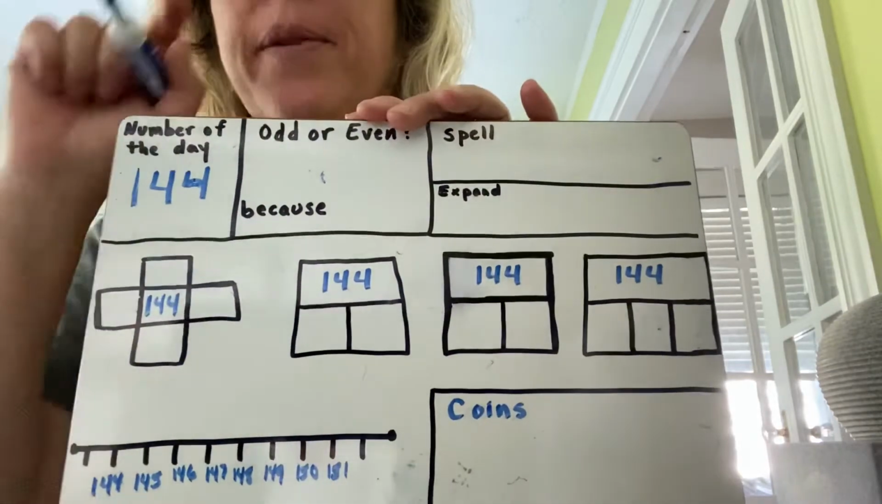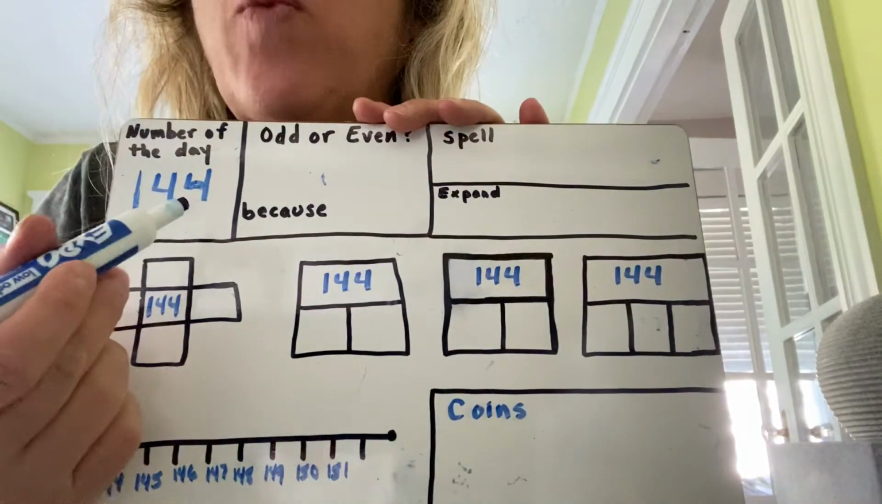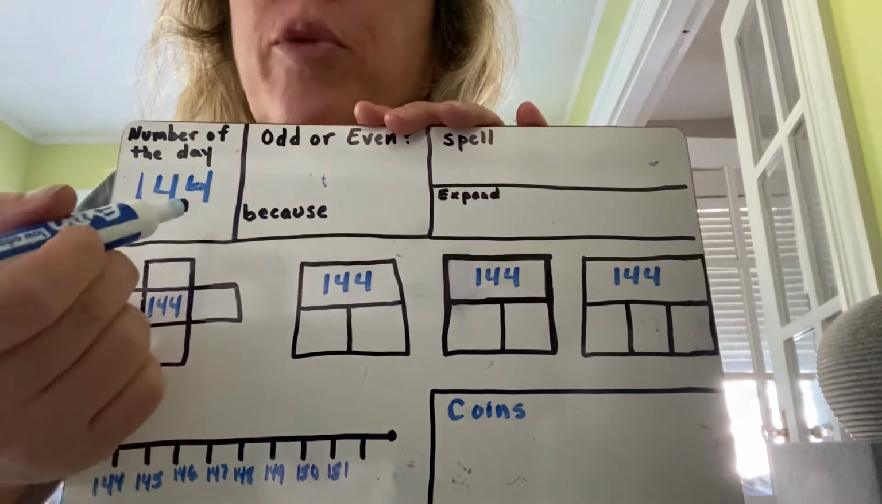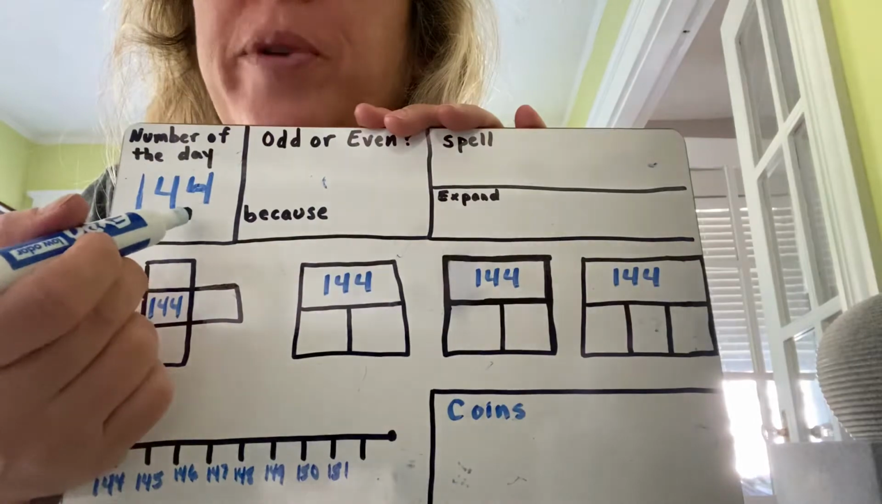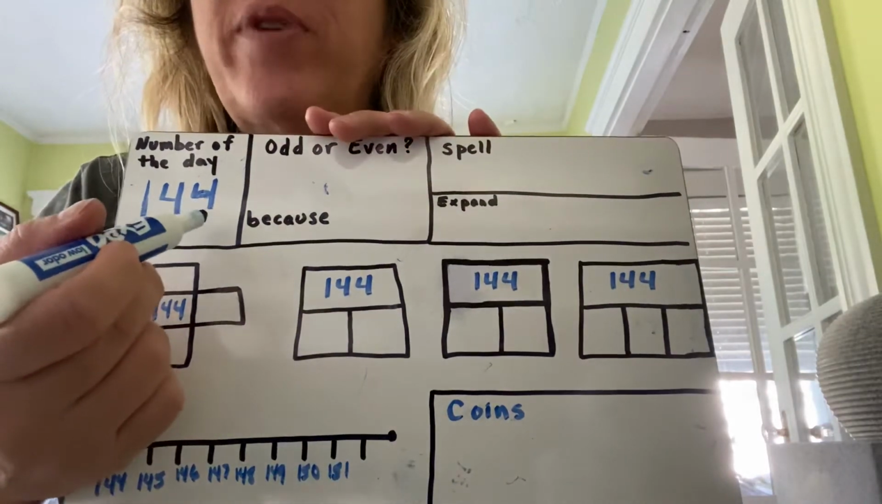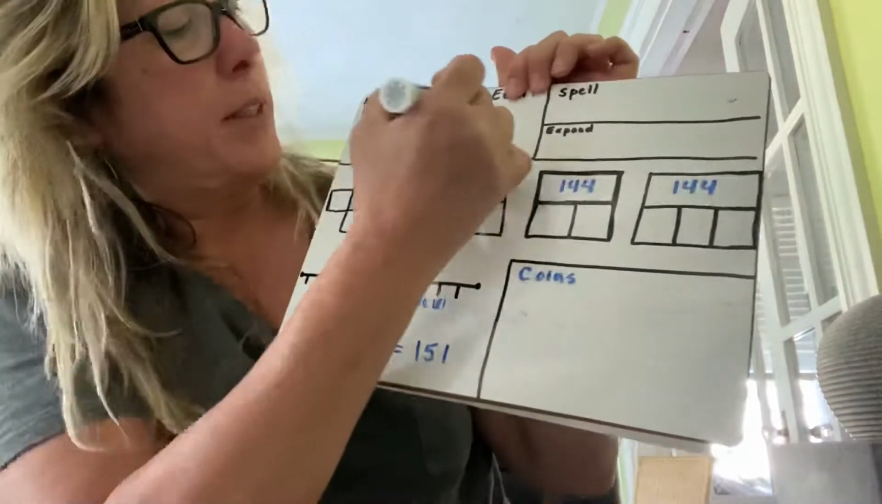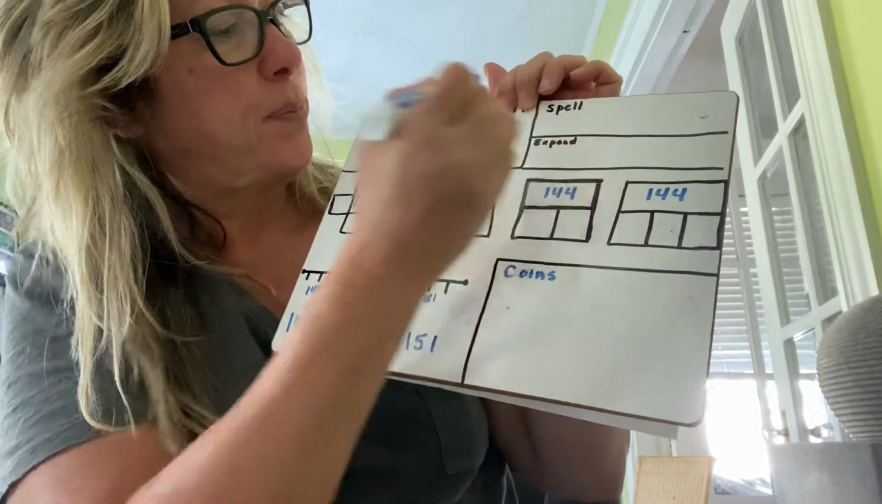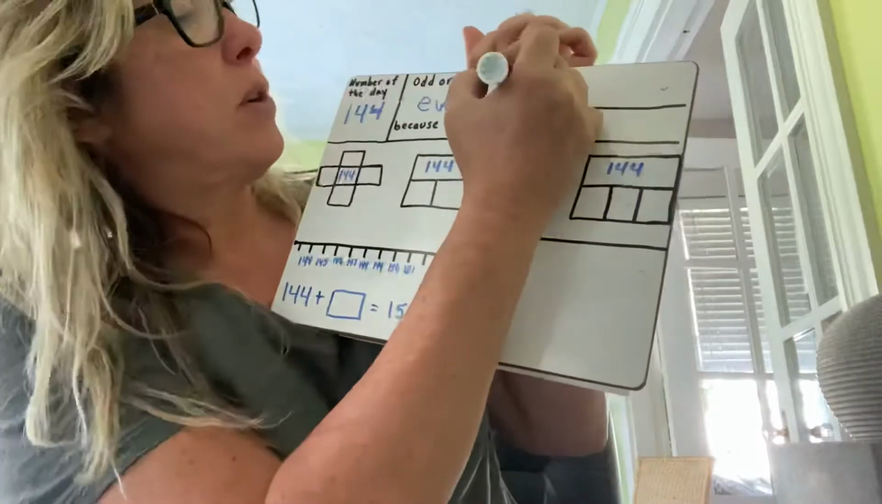What do you think? Well, if there's a 4 in the ones place, we know that 4, we could make 2 equal groups. 2 plus 2 equals 4. So when there's an even number in the ones place, the number is even. Let's spell it out.